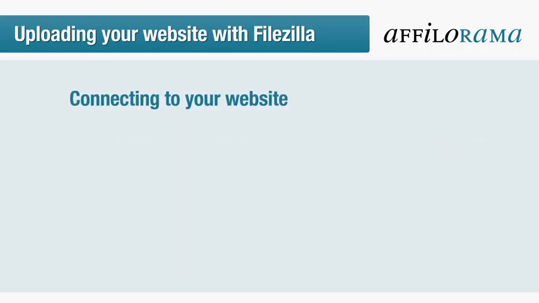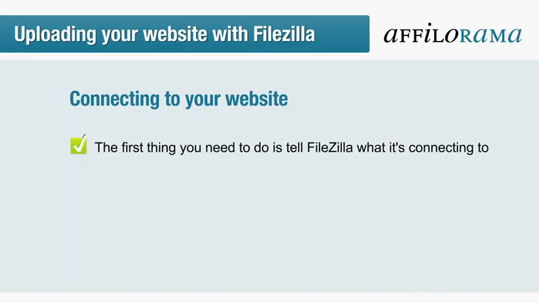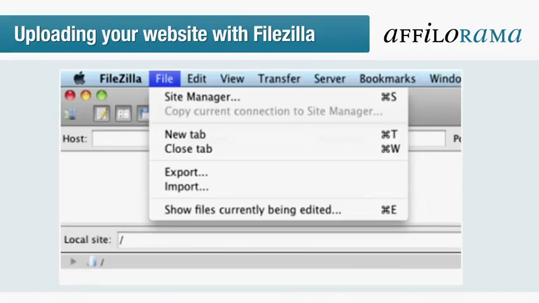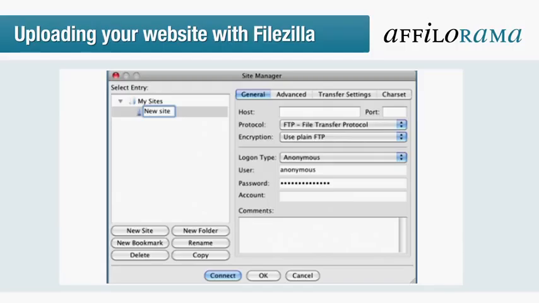First things first, connecting to your website. Once you've downloaded and installed Filezilla, the first thing you need to do is tell Filezilla what it's connecting to. To do this, click on File at the top of the screen and then select Site Manager. Inside this window, click on New Site and you'll see a new icon appear under the My FTP Sites. Give it a name if you like, otherwise just call it New Site. Select this new site and a whole bunch of fields will open up on the right. In these boxes, you're going to enter some of the information that you will have received from your website hosting company when you signed up with them.